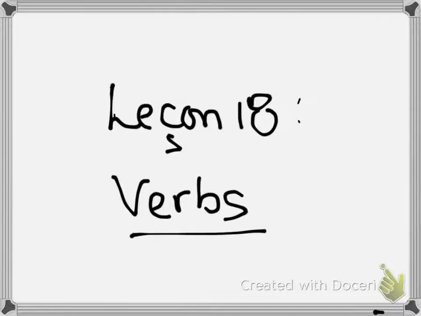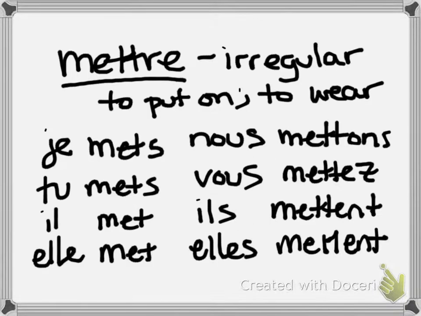Il y a quelques verbes qu'il faut apprendre maintenant. Bon, commençons. So, in lesson 18, we have three different types of verbs that we're looking at. The first one we're looking at is mettre, which is an irregular verb, which means to put on or to wear. So, we have these forms that must be memorized, again, because it's irregular.